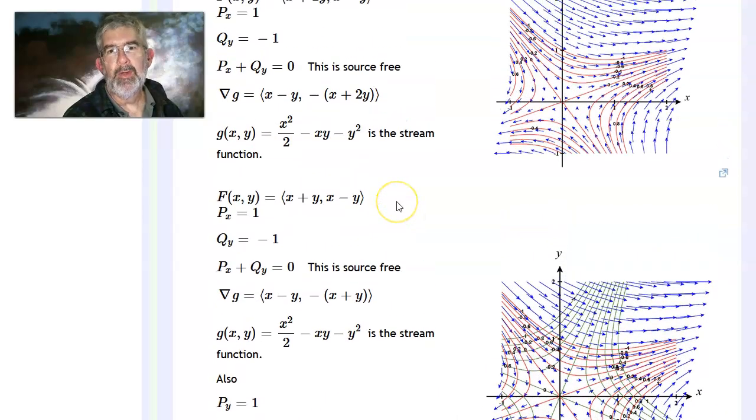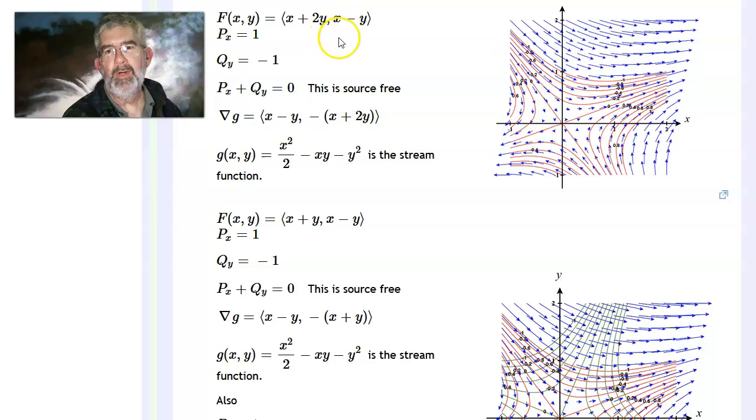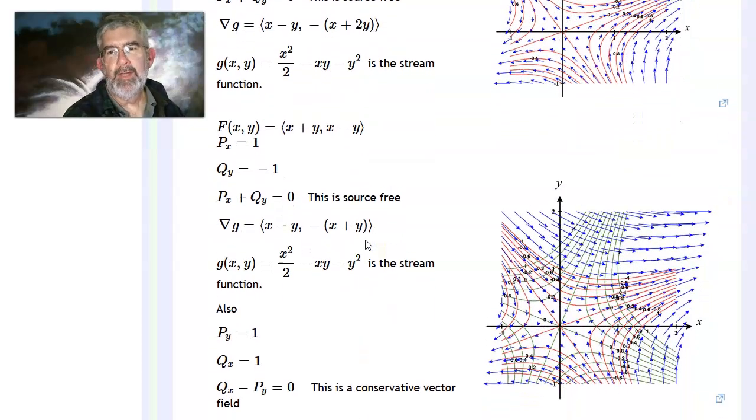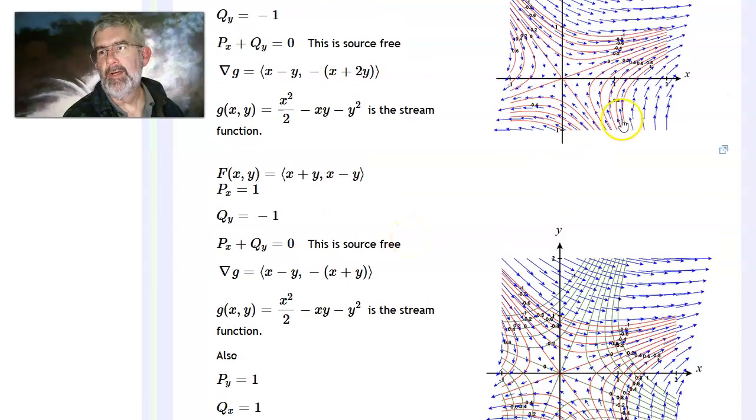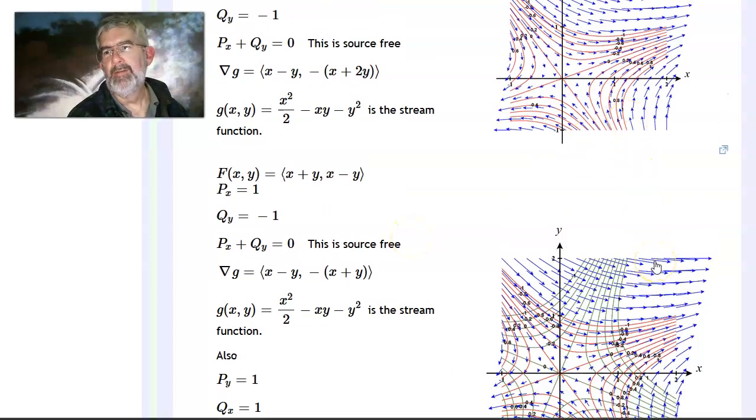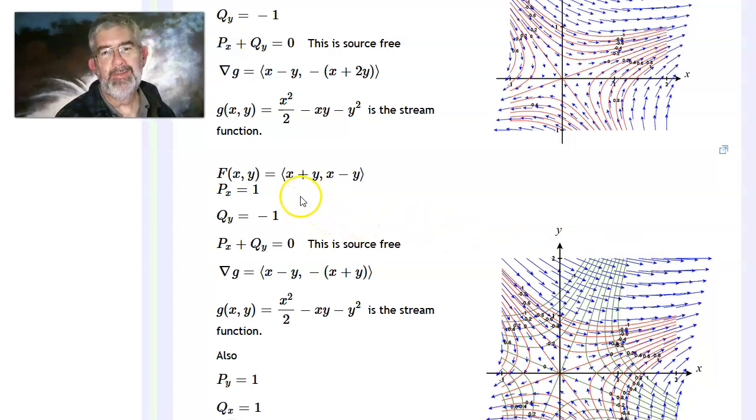Very similar to this one, right? Because I had x plus 2y and x minus y. Now I just have x plus y and x minus y. And it turns out the vector field looks very, very similar, but it's just different enough that this one is kind of interesting. Because if I look to see if it is source free, I find that it is. The partial of the first one with respect to x is 1. The partial of the second one is -1, just like it was up above. And so you add them up, you get 0. So it is source free.